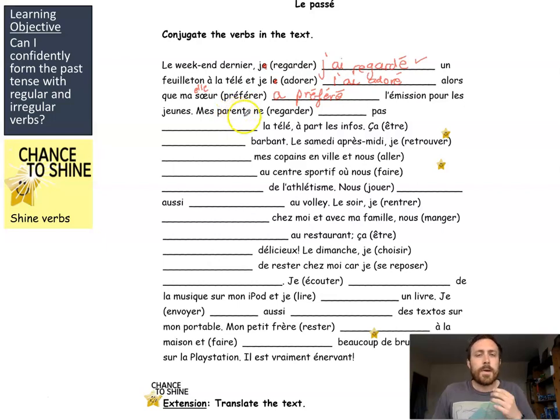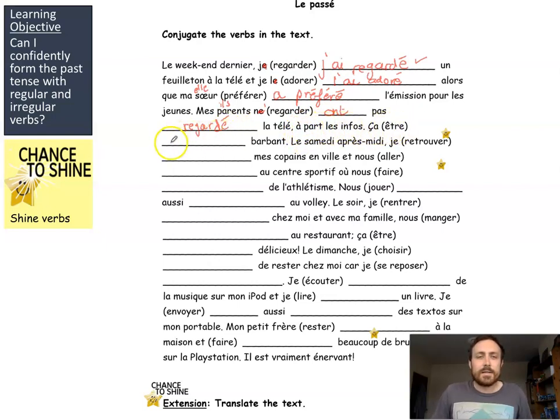Mes parents, my parents. Now this is a negative here, as we learnt, so we're going to have the auxiliary verb in here. So this is the equivalent of they, ils. Now you might say it could be elles, but my parents tend to be a dad and a mum, so there's a male in that group, and therefore it would be ils. So we'd have, and this is going to cut off to an apostrophe, ils n'ont pas. And then we've got regarder with an é accent on there. La télé à part les infos. They didn't watch the TV apart from the news.